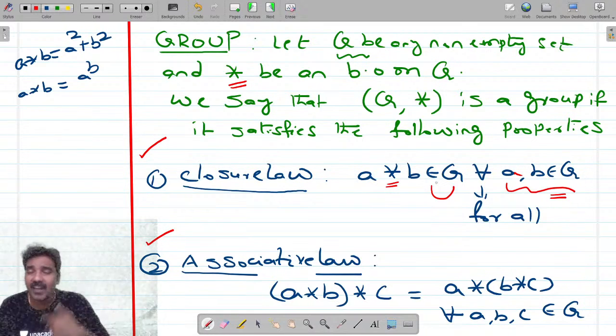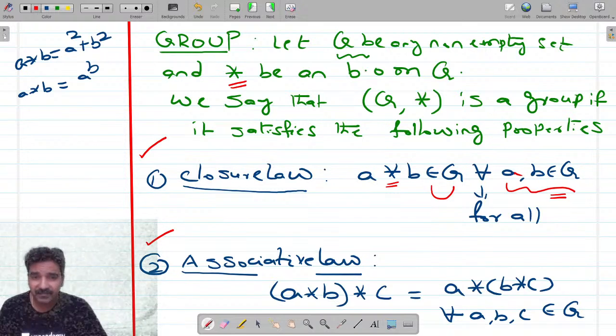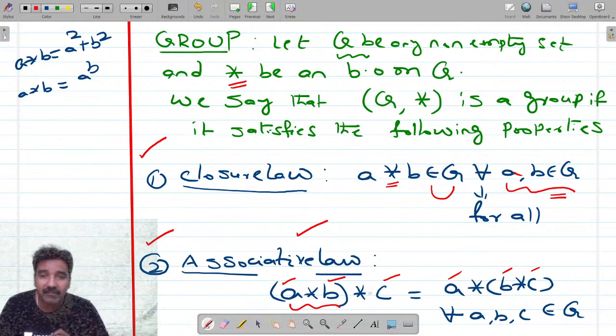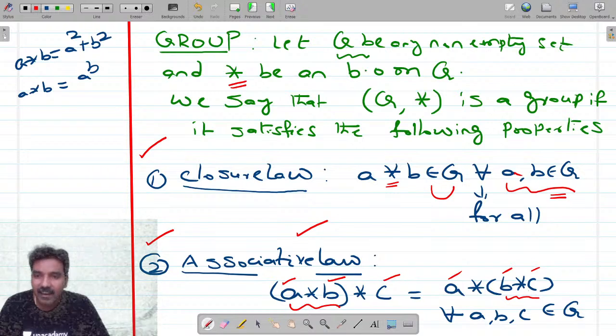Associative law. So 3 numbers are required. You can see A is written first, B is written second, C is written third. Here also same sequence, A, B, C. But the thing is, first, we have applied star between A and B. You will get some element of G. That element has to be applied with the star on C. The same thing happens in this case, reverse way. A star, B star, here first B star C apply cheyandi. Vachina element ni A tho apply cheyandi. Order is important here also. This should be true. This is associative law.